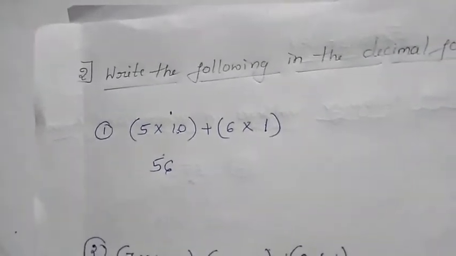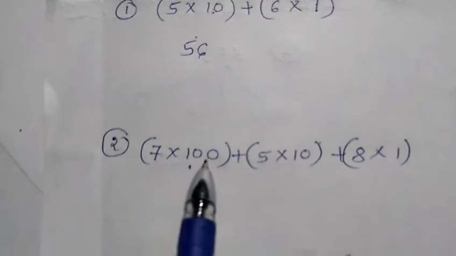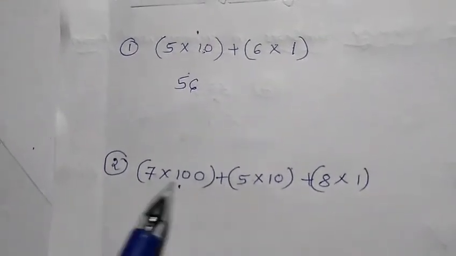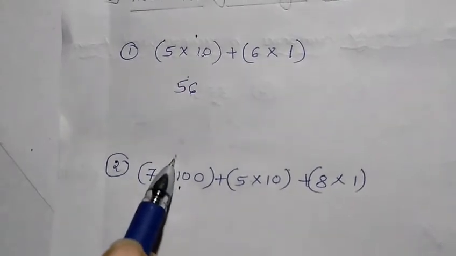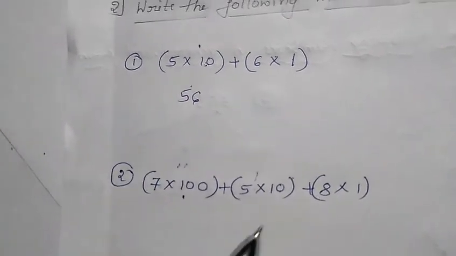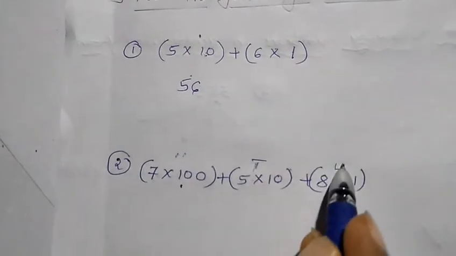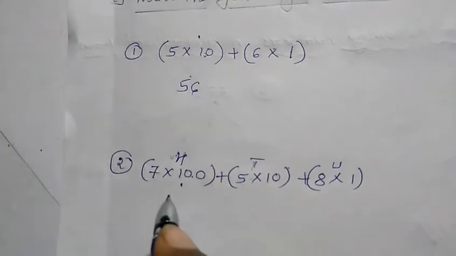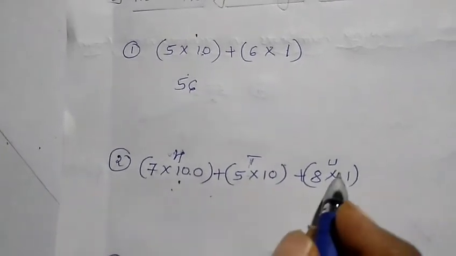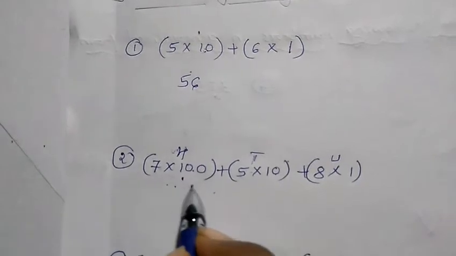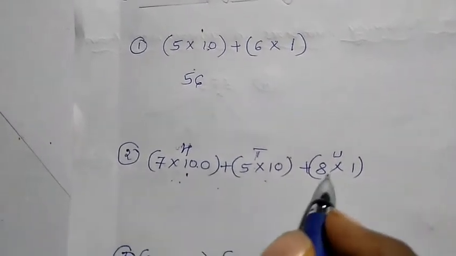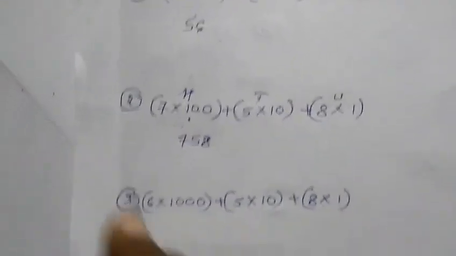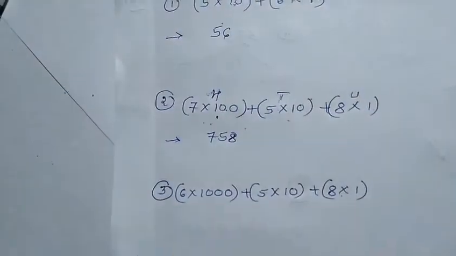Now we observe the second question, that is 7 into 100 plus 5 into 10 plus 8 into 1. So this is the 100 place, 10 place and the unit place. 7 into 100 is 700, 5 into 10 is 50 and unit place 8. So 700 plus 50 is 750, 758. Okay, 3-digit numbers. So these are all answers.